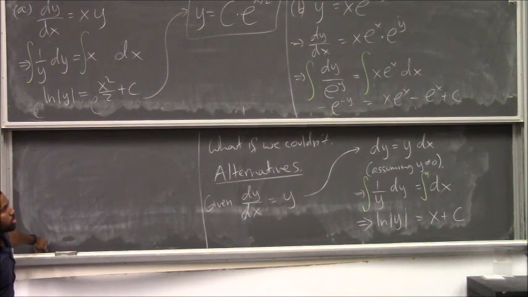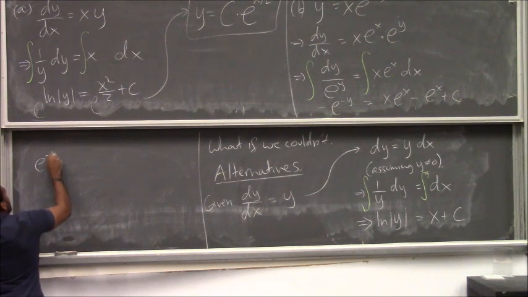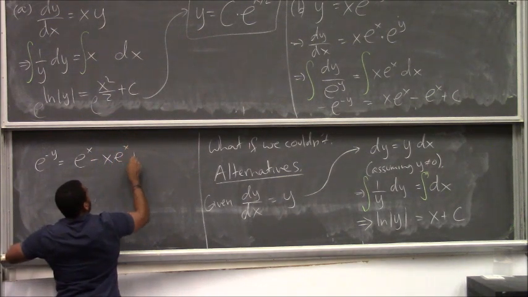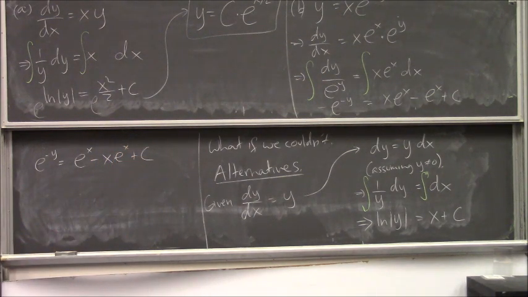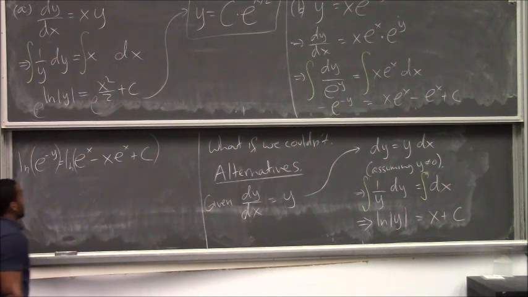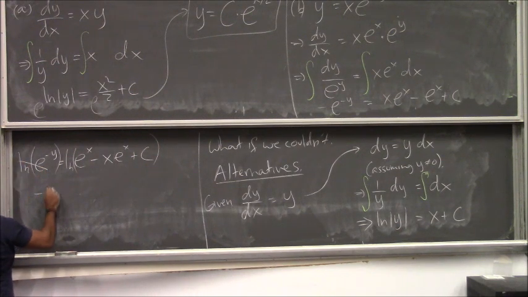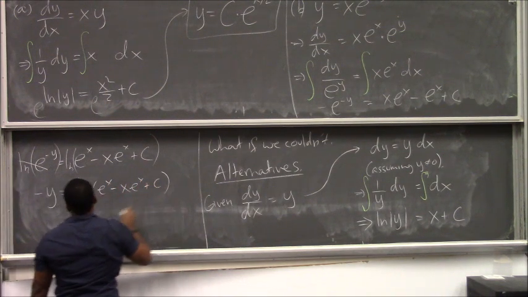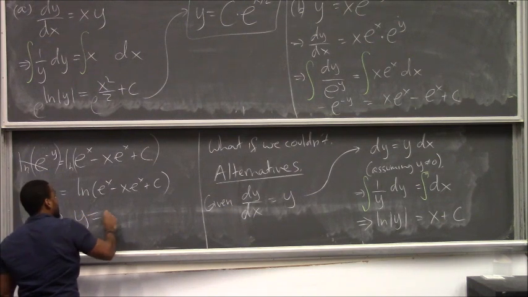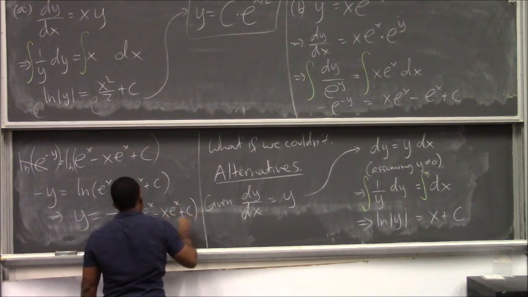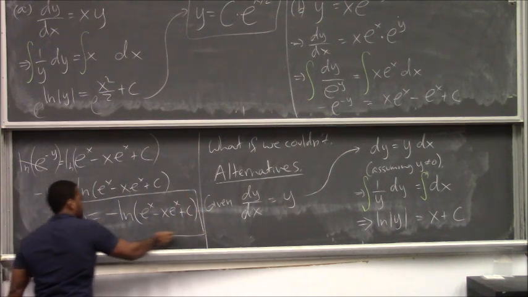Okay, so now what I could do is write this as e to the minus y equals e to the x minus x e to the x plus c. How do I solve for y? Take the ln on both sides. Again, we remember from pre-calc that ln cancels exponential. So over here, that becomes minus y. Over here, we have ln of e to the x minus x e to the x plus c. And so ultimately, what solves this is negative ln of e to the x minus x e to the x plus a constant. That's the general solution for this one.